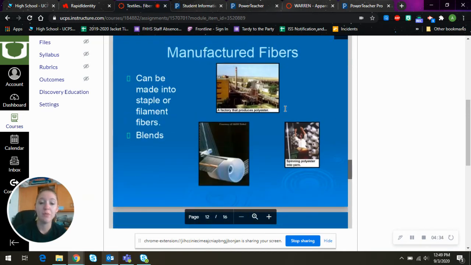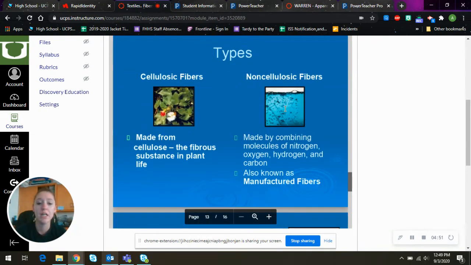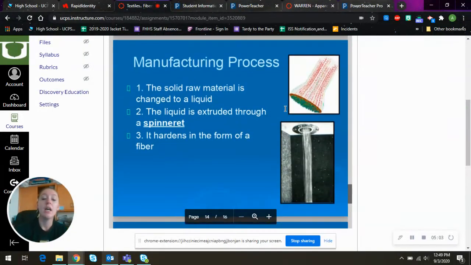So manufactured fibers, they can be made into staple or filament fibers. So a staple fiber is very small. If you think about how a staple is just this big, and then a filament fiber, if I was going to fill something up, I'd want a lot of something, right? So that means they can be very long. There are 2 different types: cellulosic and then non-cellulosic. Cellulosic is where it comes from plants and then is blended, and then non-cellulosic is where it's made from chemicals.